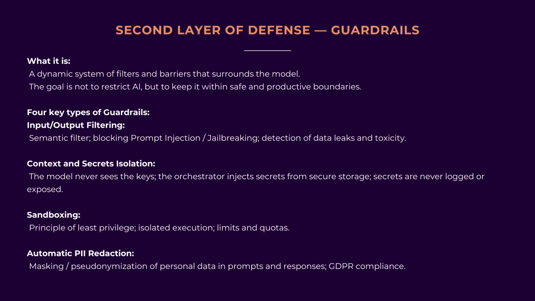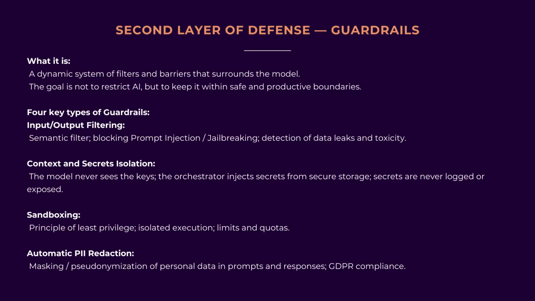First, input and output filtering. Think of this as an intelligent semantic firewall. On input, it analyzes user prompts to detect and block malicious attempts. On output, it inspects the model's generated response before showing it to the user. This filter looks for several things: leaks of confidential information, personal data, or proprietary code. It also checks for alignment with content standards, toxicity, incitement to hatred, or creation of dangerous content.